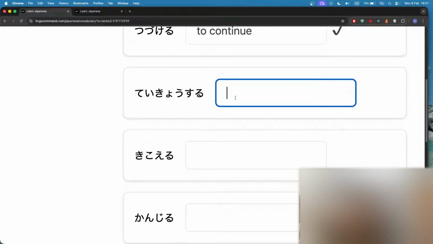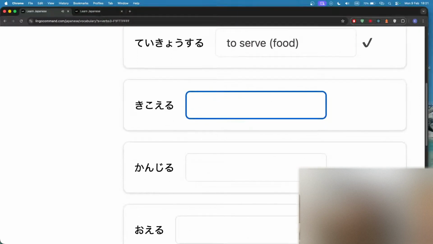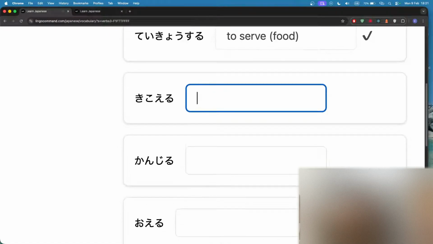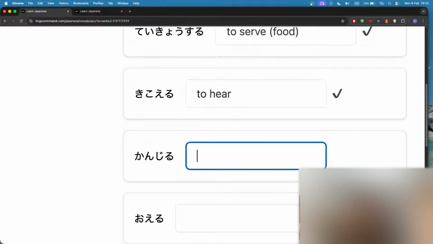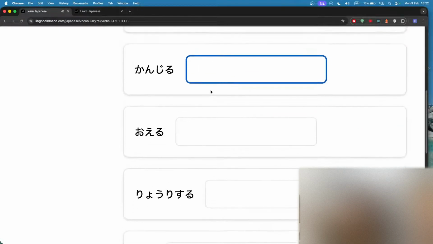Teikyo suru is to serve food, for example. So that's something that a server or waiter would do. And then this is kikoeru. Yeah, so in Japanese you have a distinction, 2 different words for active and passive listening. So kikoeru is the passive one, which is like to hear, say. So if you heard a noise, you'd use kikoeru. But if you're listening to a person, you'd use kiku. Just wanted to point that out.